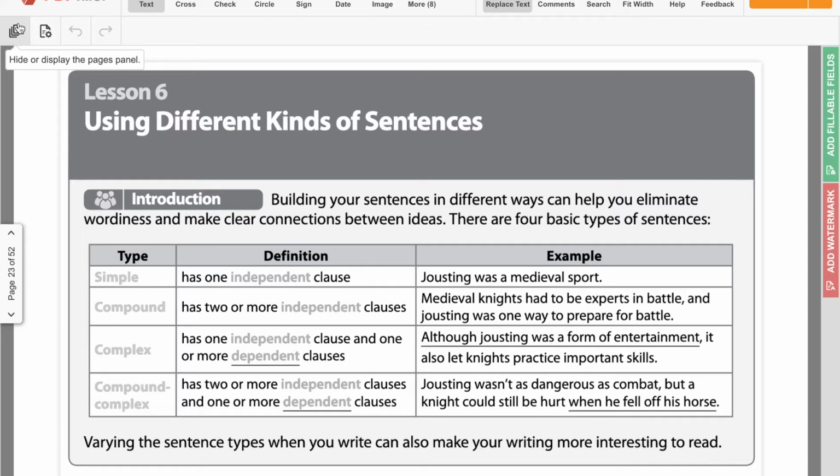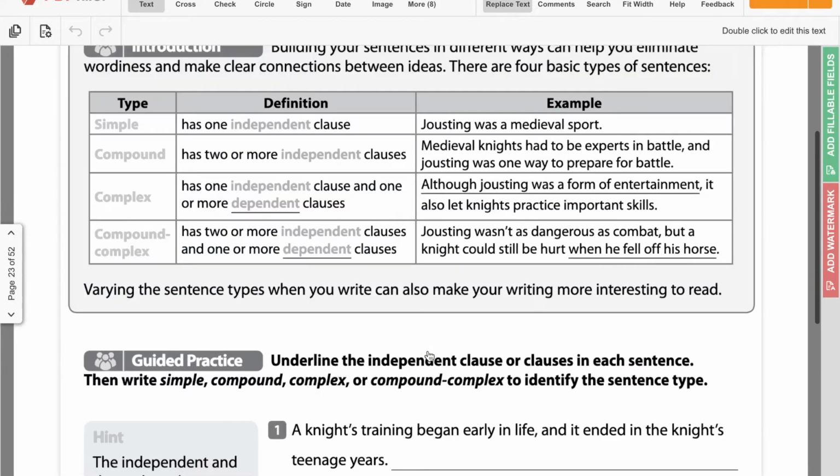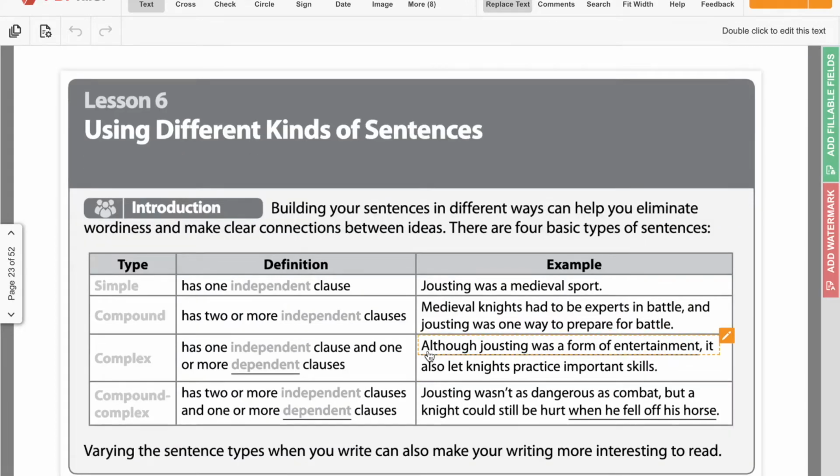Okay, 7th grade, so today we are on page 23 in our reading packet. Today is Thursday the 14th, and we're going to be taking a look at using different kinds of sentences. So we're going to do 23 together, and then you guys will do 24 on your own. So let's take a look at the top up here.